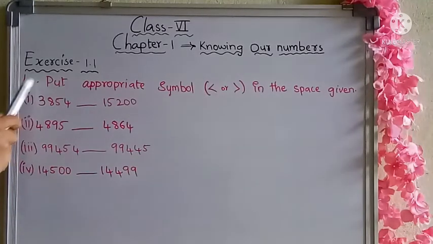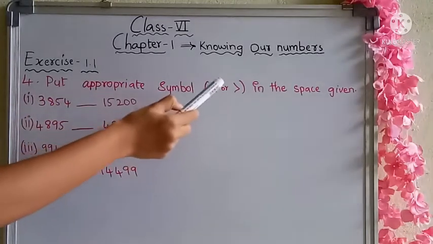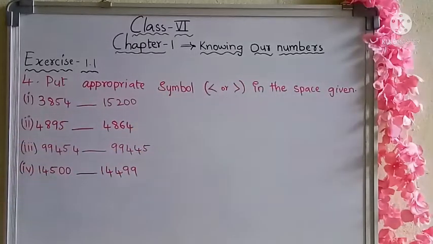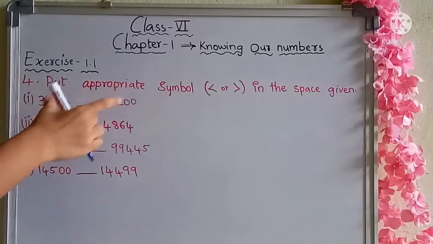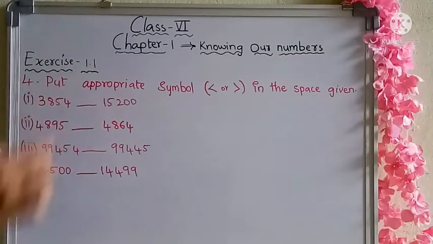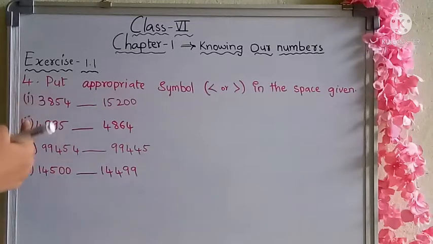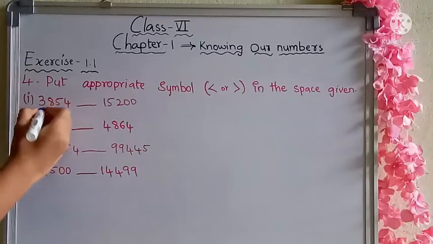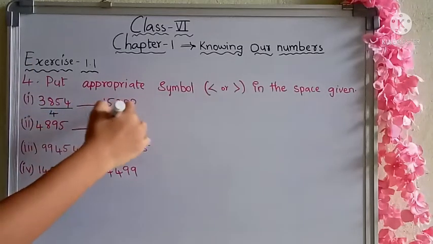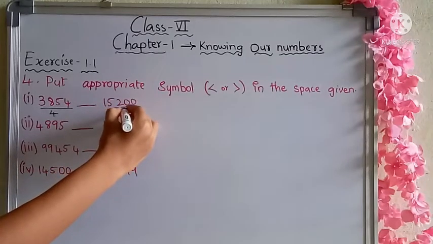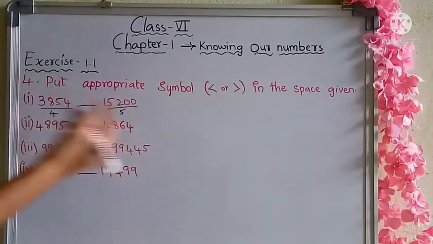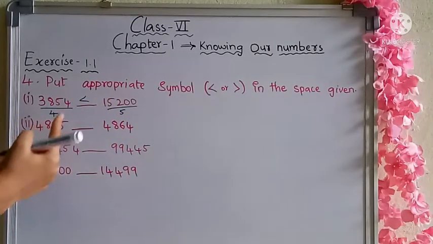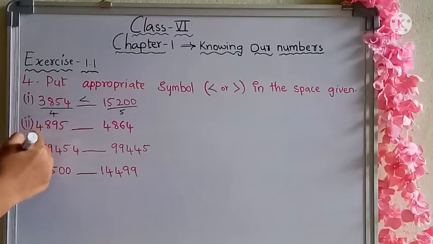So fourth question says that put appropriate symbol, less than or greater than, in the space given. So now we have to give greater than and less than symbols in the blanks. To find which is greater or smaller, first thing is that we have to check the digits. In this there are 4 digits and in this there are 5 digits. So directly you can say that 15,200 is greater. So symbol like this.